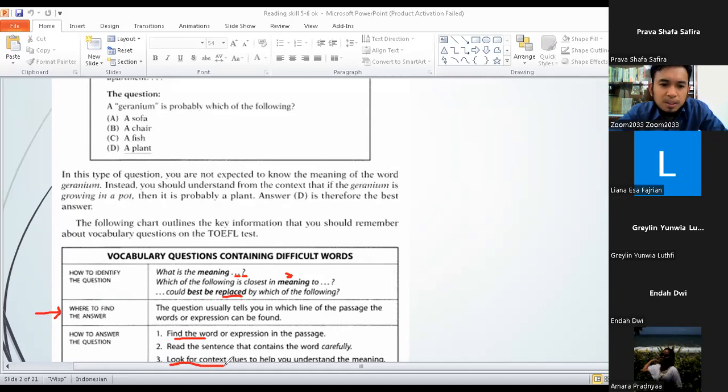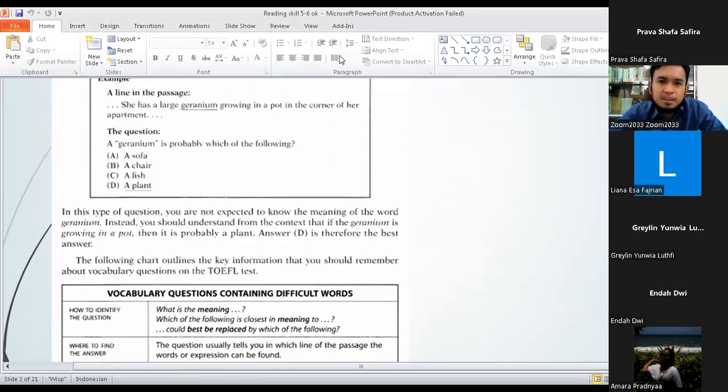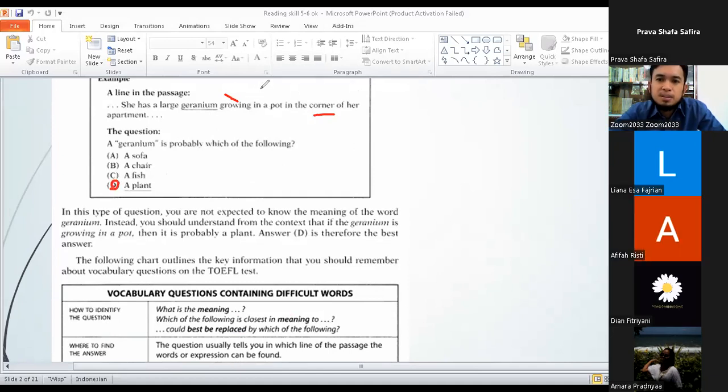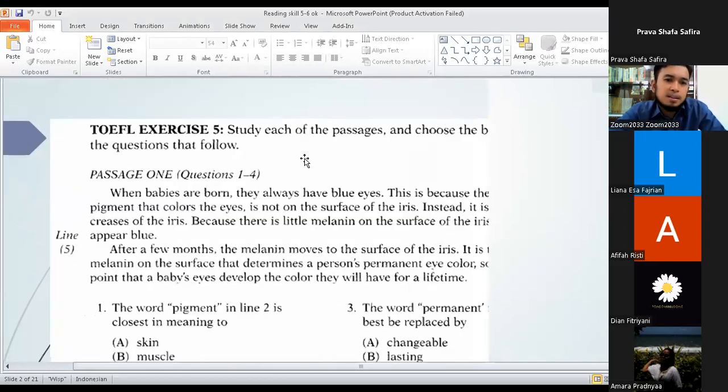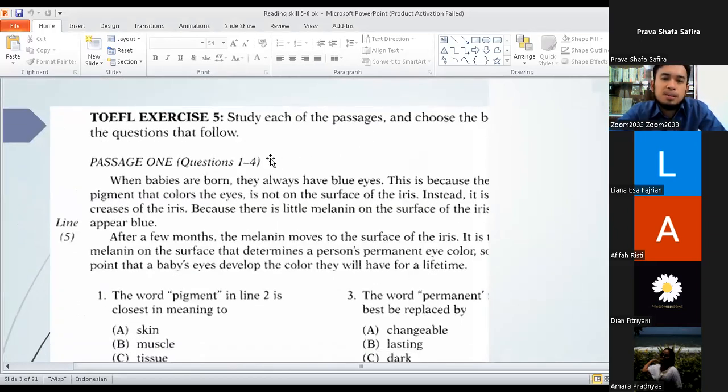for the context clue. For the example we just saw, which one is the context? The clue is growing and the corner. What things can be placed in the corner and are growing? So we have the answer, a plant. Okay, to make it short, we go to the exercise.